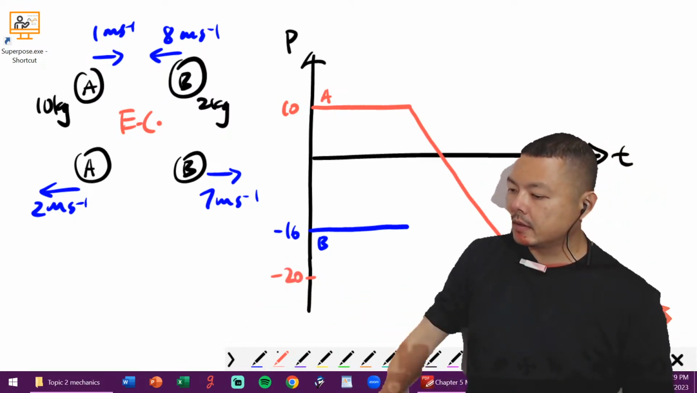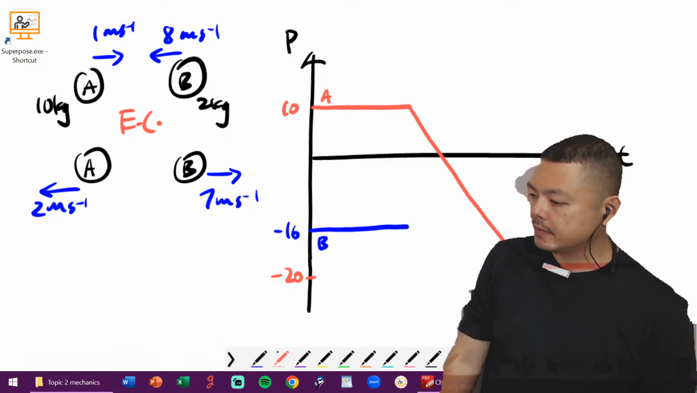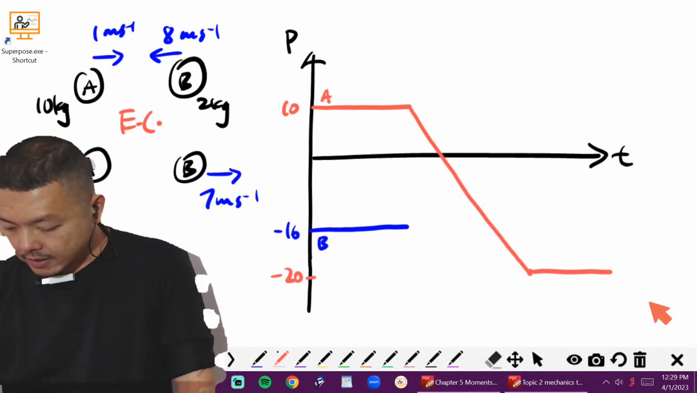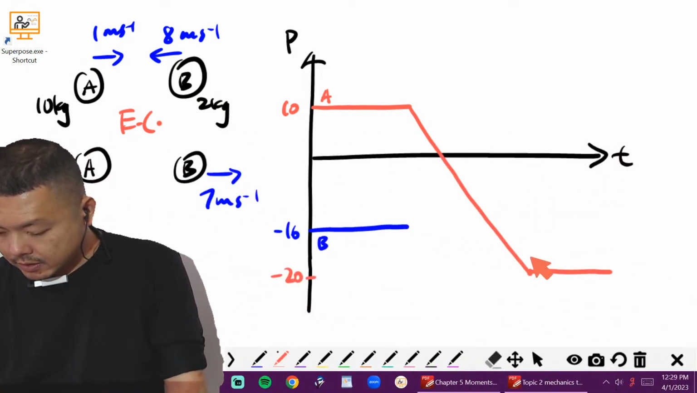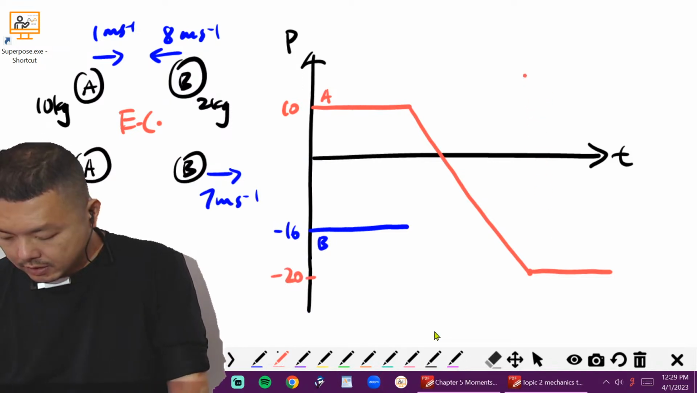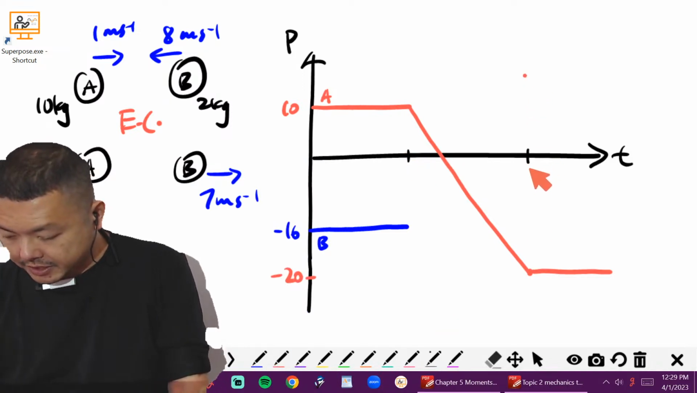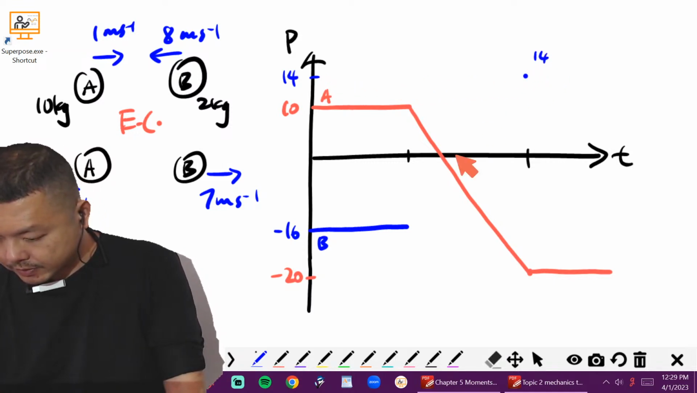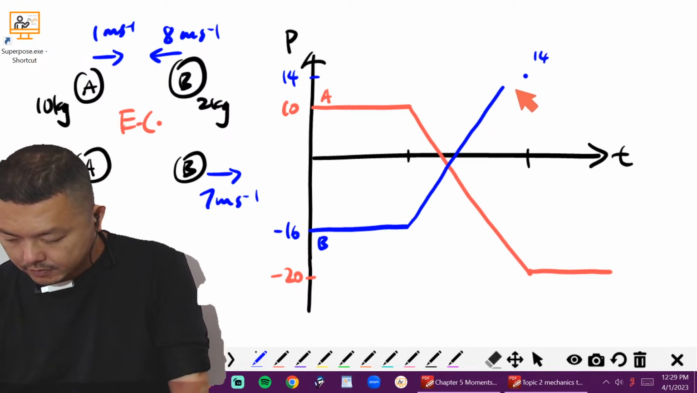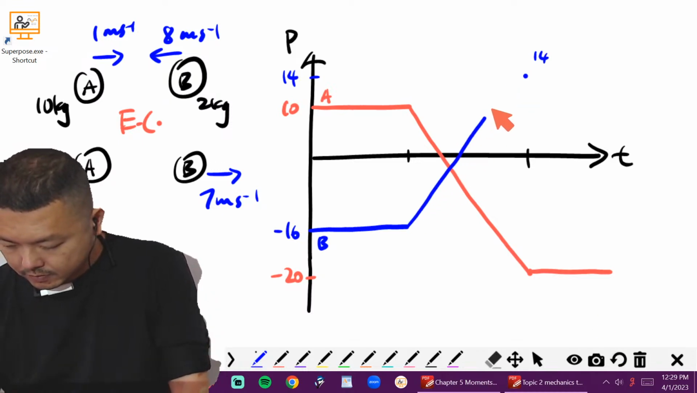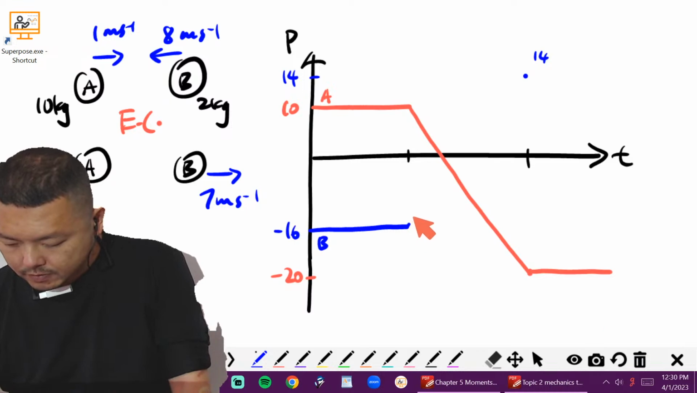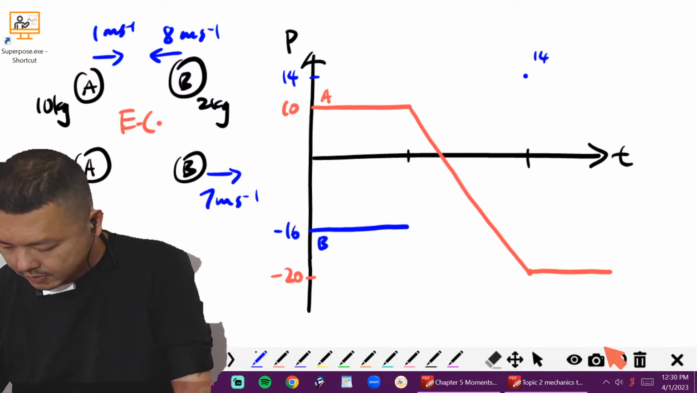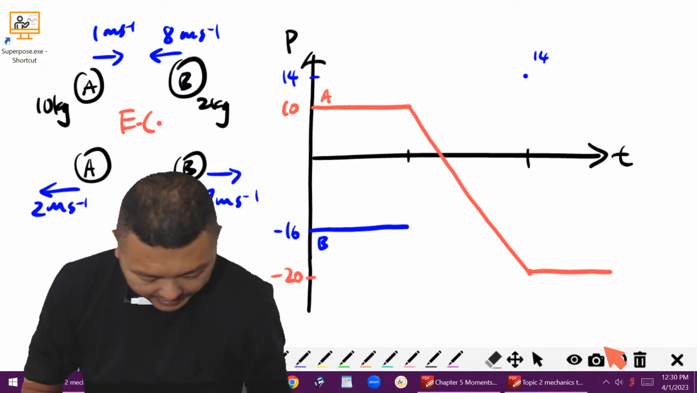How about B? What's the final momentum of B? Final momentum of B is 14. So notice how I make sure that the collision time is the same for both of them. So final momentum of B will go up to 14. Let's say this is 14. And here, this is 14, for example. Sorry, as I said, use ruler, but I myself don't use ruler.